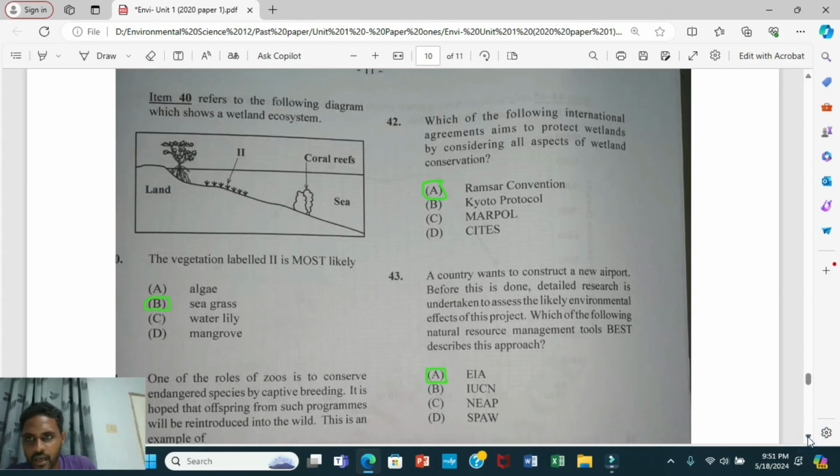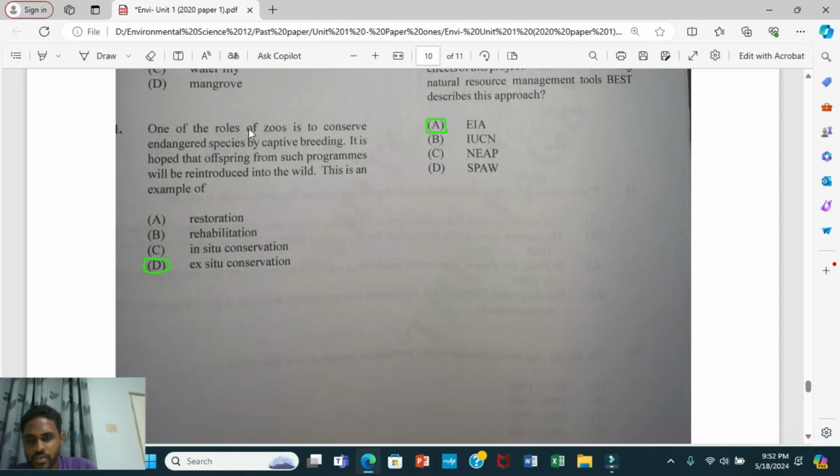All right, 40. Item 40 refers to the following diagram, which shows a wetland ecosystem. The vegetation labeled 2, which is here, is most likely... The answer is B, seagrass. 41. Which of the roles of zoos is to conserve endangered species by captive breeding? It is hoped that offspring from such programs will be reintroduced into the wild. This is an example of ex situ conservation.